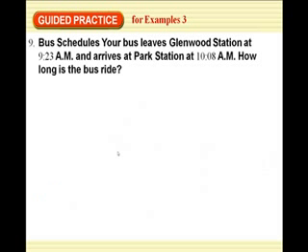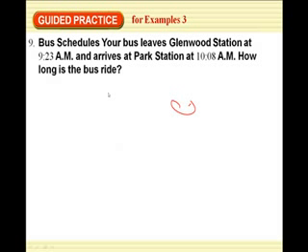Okay, number 9. Bus schedules. Your bus leaves Greenwood Station at 9:23 a.m. and arrives at 10:08 a.m. How long is the bus ride? So 23, I'd go like this: 33, 43, 53, 63. 63, that'd be 10:03. 10, 20, 30. That's 40 minutes.